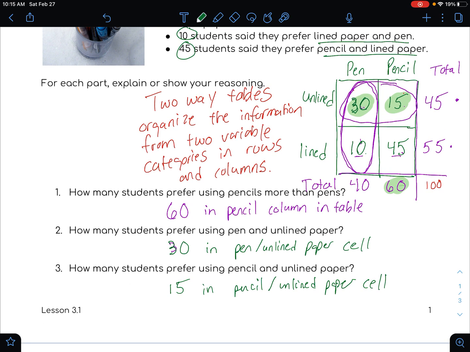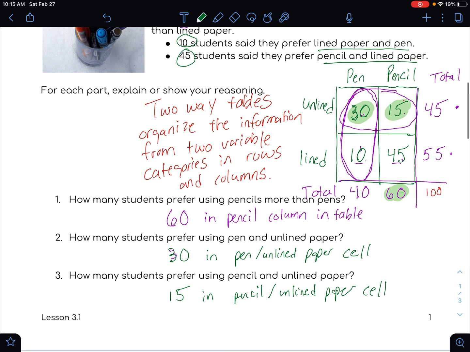So those are the three questions that we were asked, and we have some other data there that we could have used as well that we were not asked about. But in situations like this, it's often very helpful to organize our information into those two-way tables. And once we have all of that math figured out in the table, then answering the question becomes a lot easier.